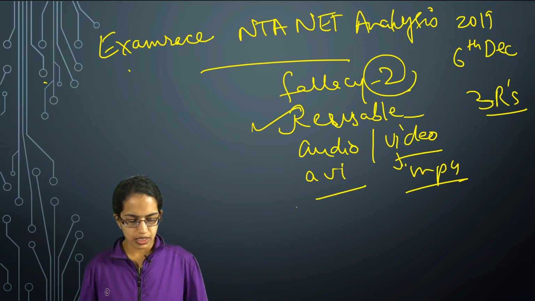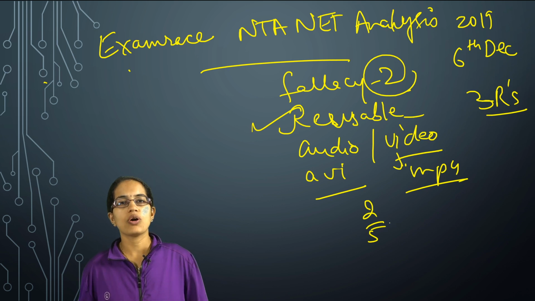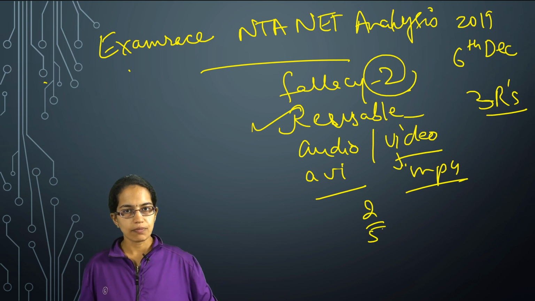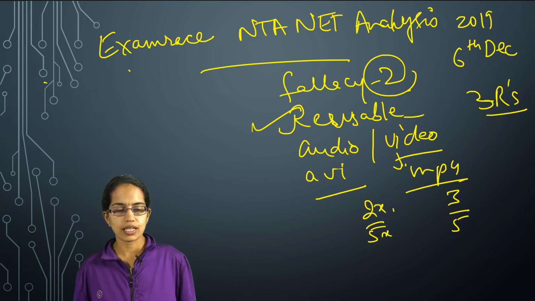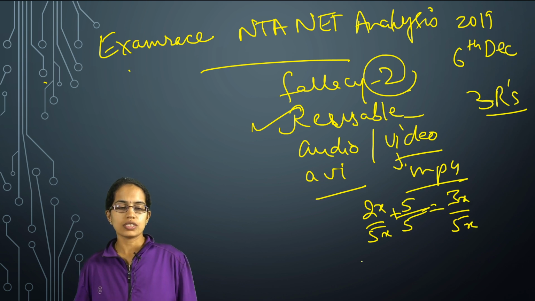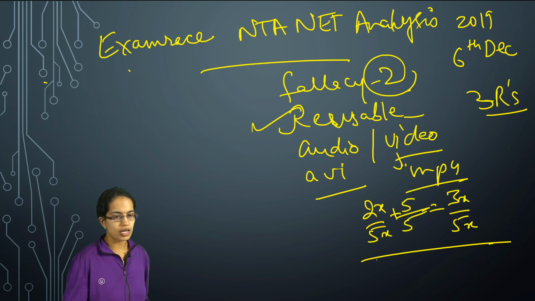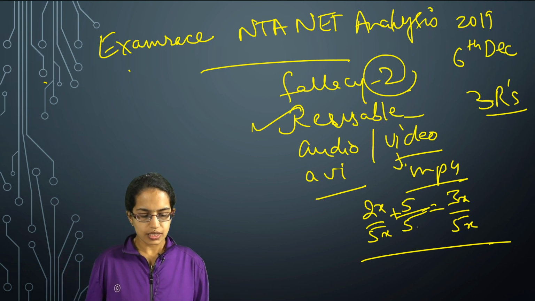Then there was a question regarding ratio and proportion. So let's say the original ratio of the age of a kid and a father is 2:5. After 5 years the ratio changes to 3:5. Questions like those, so you have 2x by 5x plus, let's say after 5 years the new ratio is 3/5. So this is the equation and you have to solve accordingly. The next kind of questions were related to the number series.